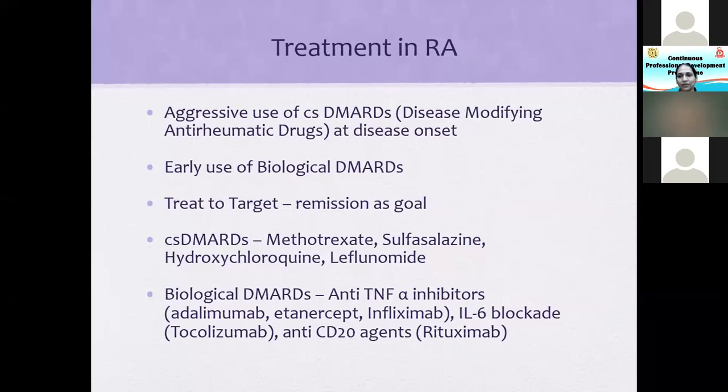I will very briefly mention just some of the drugs that are used as conventional synthetic disease-modifying anti-rheumatic drugs. Most of you must be aware of methotrexate, sulfasalazine, hydroxychloroquine, and leflunomide as the first-line agents. Azathioprine and other drugs are also used as second line agents.